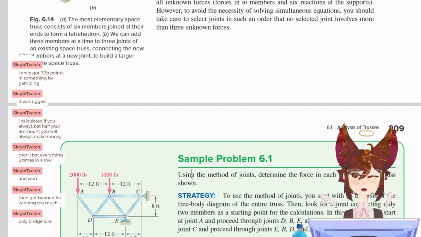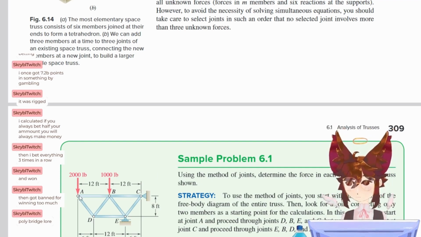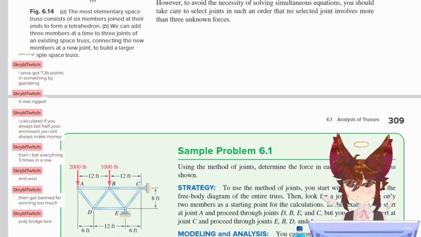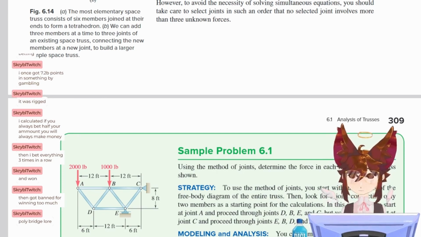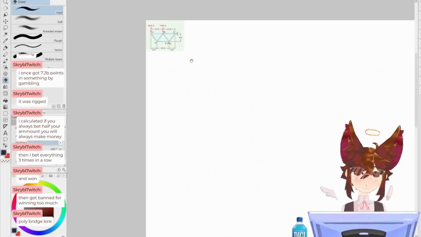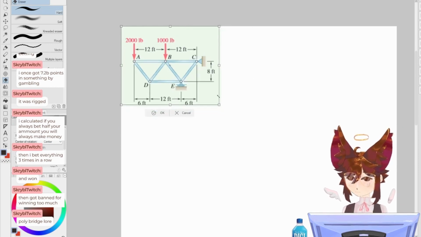Determine the force in each member of the truss shown. Okay, cool. So, why don't I just do this problem out? That would be a good idea, instead of just saying I only want to find the zero force members. I do want to find the zero force members and get better at doing that, but let's just do it.